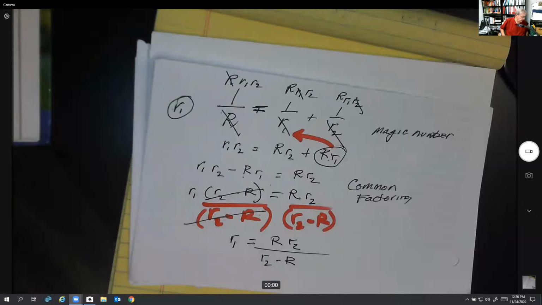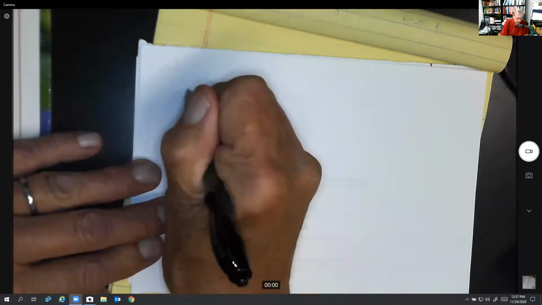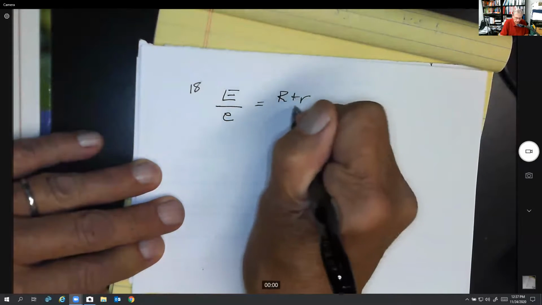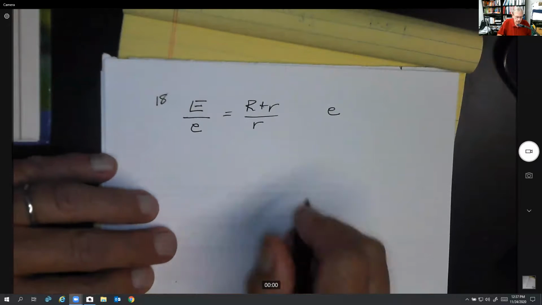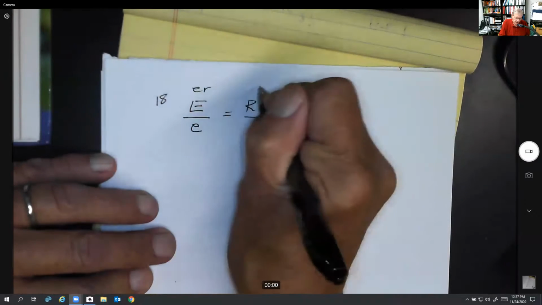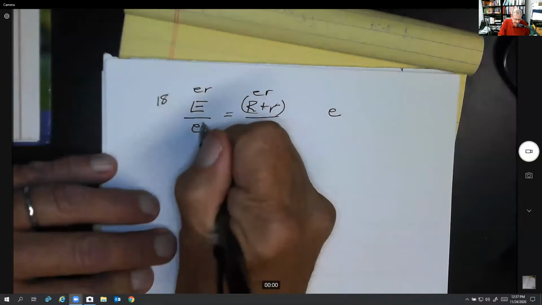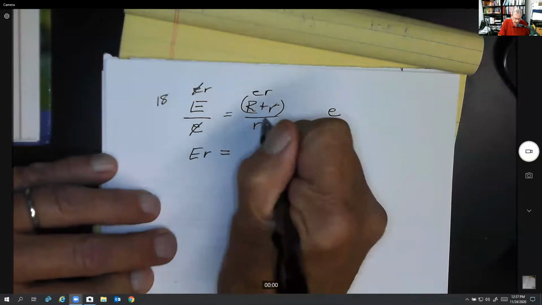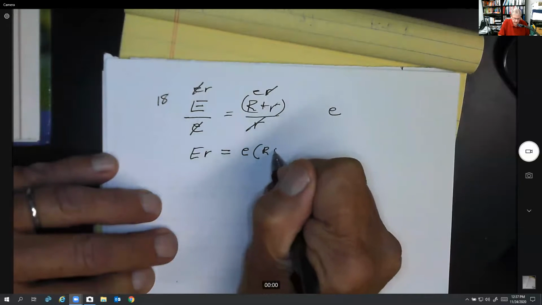So they're not too bad. We'll try one more and see if we can solve it. Here's an interesting one. We got E over little e, this is number 18, equals R over R. And what do we want to solve this for? Little e. So again, magic number, ER. Put that in parentheses. E's cancel out E's, ER equals R's cancel out R's. We got E times R plus R.